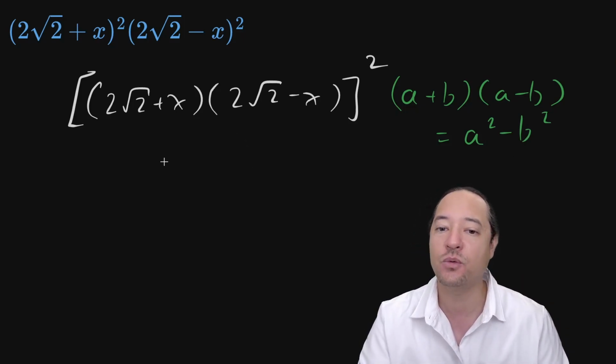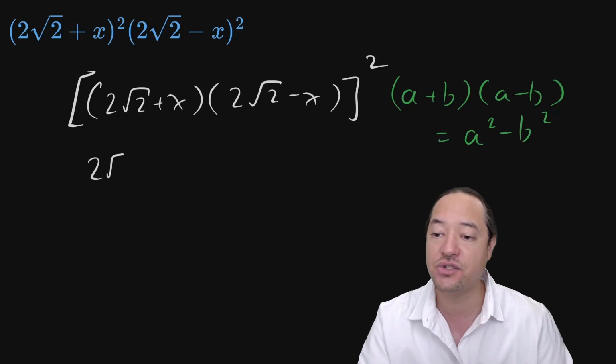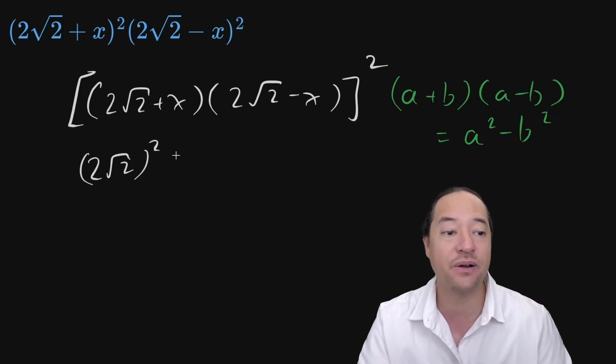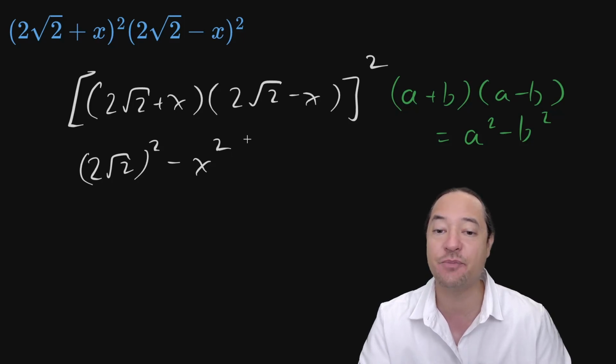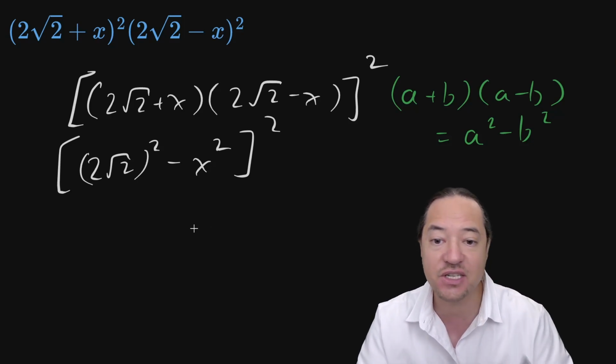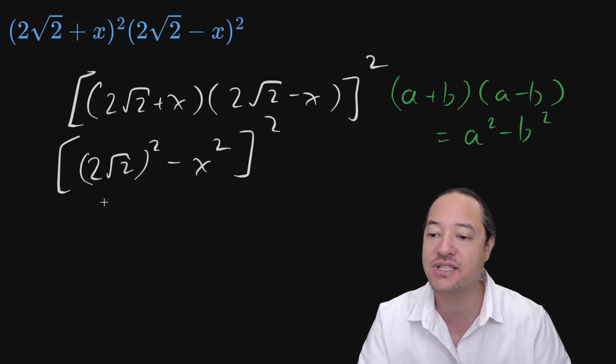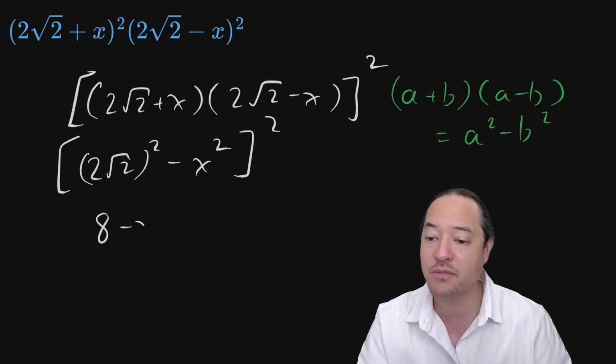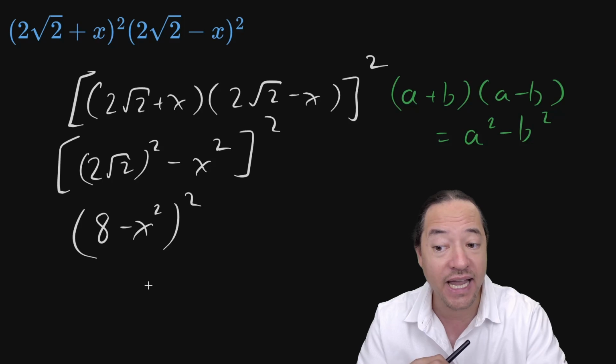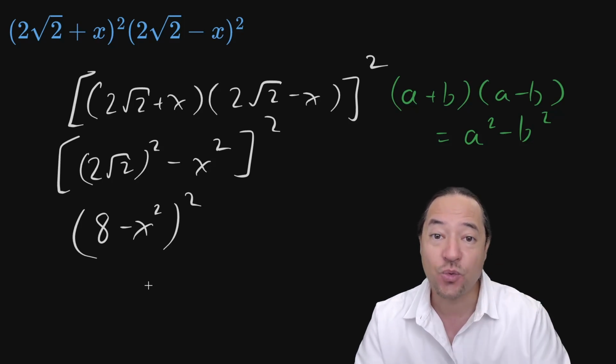So what do we have here? Well, this is going to then simplify down to, well, a is 2 root 2. We're going to square that, and then we're going to subtract b squared, just like that. Okay, so we're going to get this, but of course everything is still squared. Okay, so let's simplify this. The next step here, we're going to see this is 4 times 2 is going to be 8 minus x squared, quantity squared.